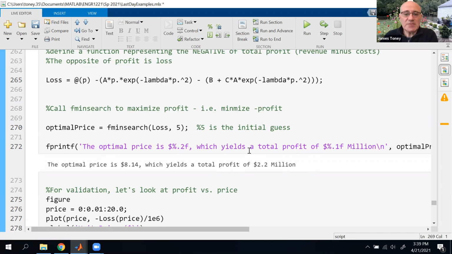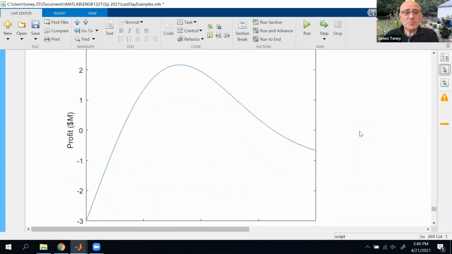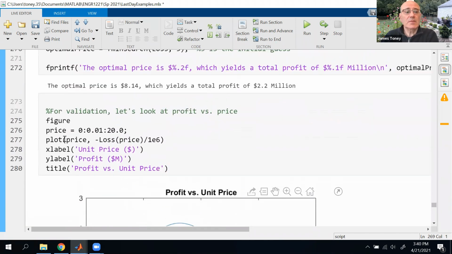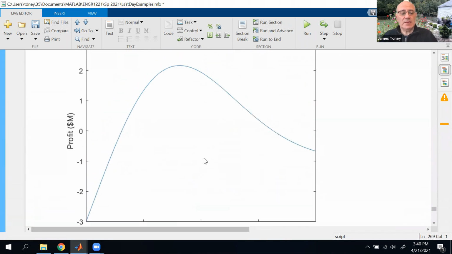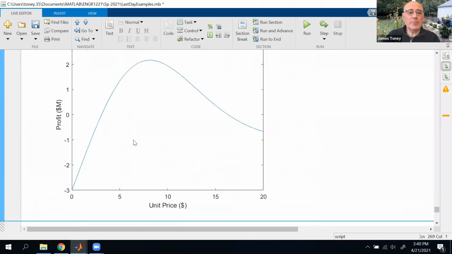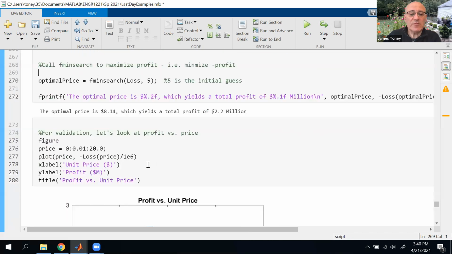Now, we could have done this a much simpler way because it's such a simple problem. So just kind of for validation, let's just plot the loss function versus the price. And you see, in fact, it does peak at a price of around $8.14.